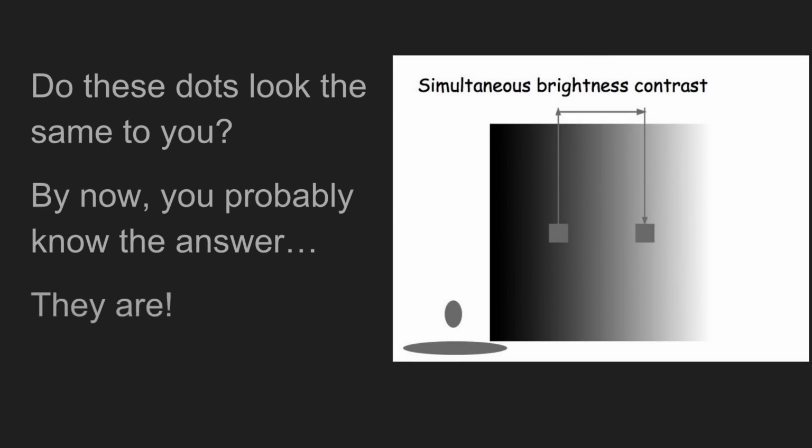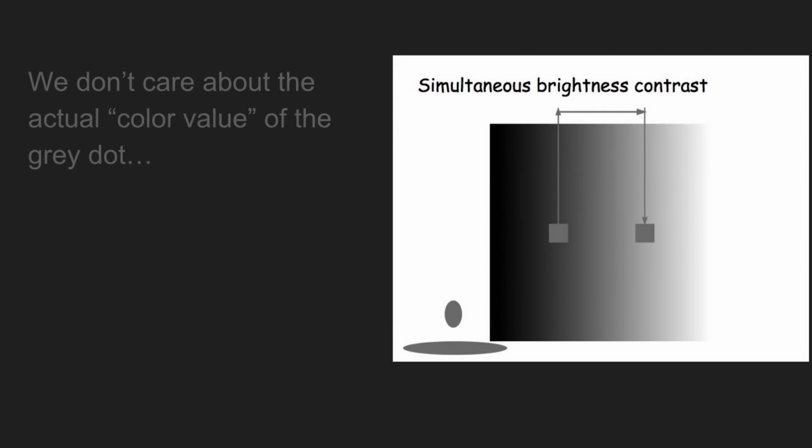For example, take a look at these two dots. Do they look the same to you? Now, by now you probably know that this is a bit of a trick question, but really look at that. Are they exactly the same? Are they different? They look very different to me, and I know for a fact that they're the exact same value. They're the same square, just moved from the light side to the dark side.